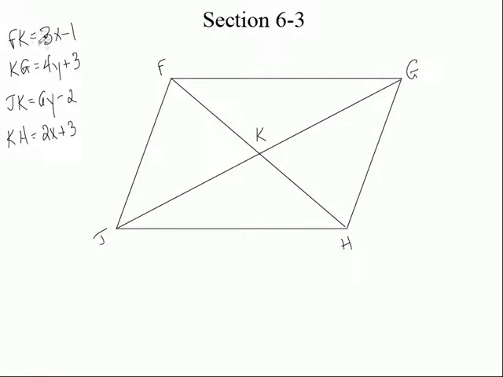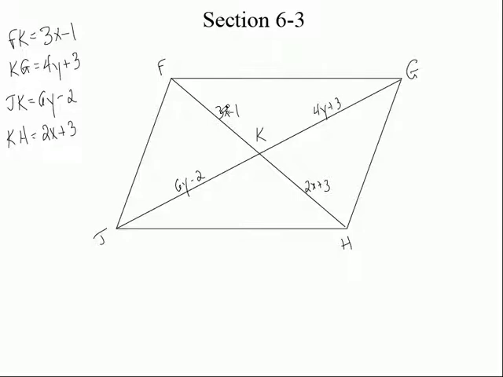So let's see what they give you here. FK is from here to here, and that's 3x minus 1. All right, so I'll put that right there. KG, this one right here, is 4y plus 3. Let's put that right there. JK is 6y minus 2, so I'll put that right here. And then KH is 2x plus 3. All right? Now, in order to say that this is a parallelogram, what must be true about these two segments right here? What do you think? They got to be equal to each other, right? Does that make sense?